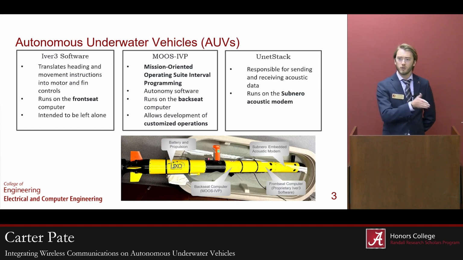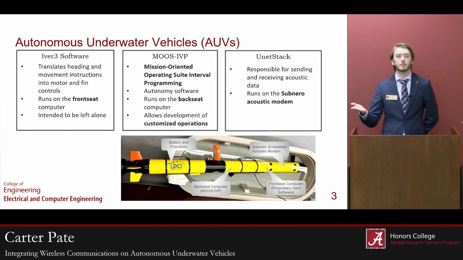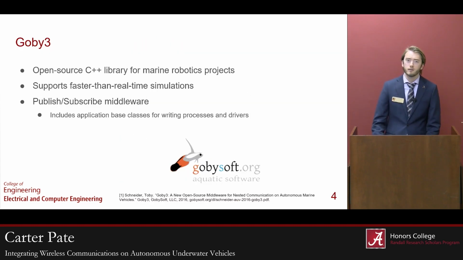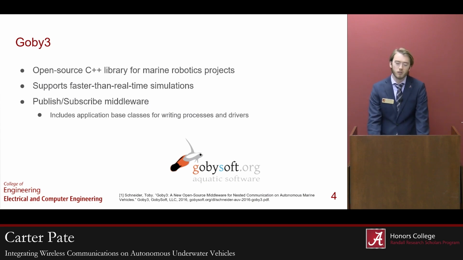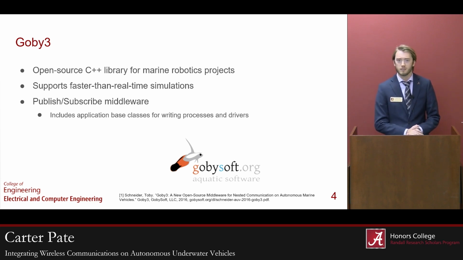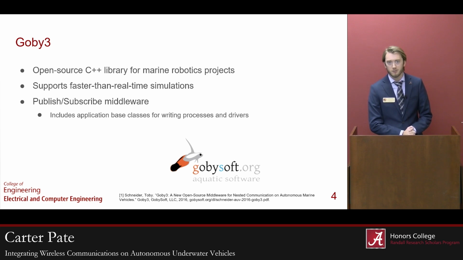So we have these three devices, each running their own applications, and not all in the same language either. To that point, we need a translator. Enter Gobi. Gobi is an open-source C++ library for marine robotics projects. Secondarily, it's a simulation tool that supports faster-than-real-time multi-vehicle simulation. Primarily, it's a publish-subscribe middleware with convenient base classes for writing processes and drivers.